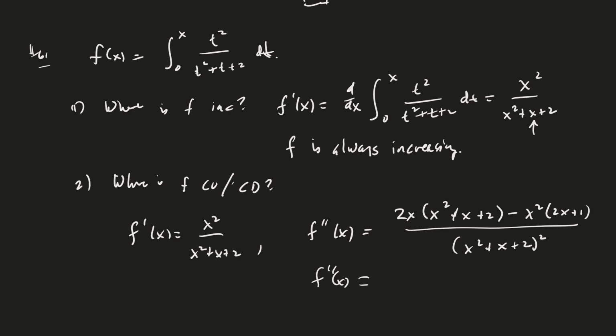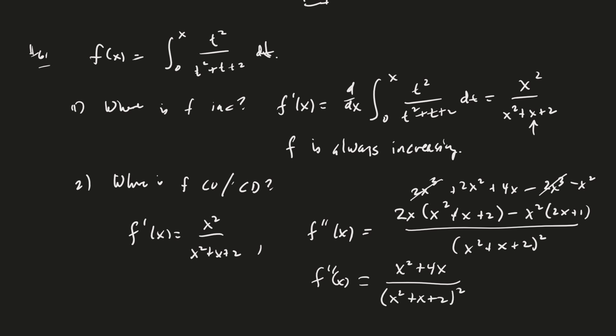And so let's see, go ahead and just multiply that through, I guess. 2x cubed plus 2x squared plus 4x minus 2x cubed plus x squared minus x squared. Good. Looks like the x cubed terms cancel. And we'll be left with 2x squared minus x squared, which is just x squared, plus 4x, divided by x squared plus x plus 2, squared.